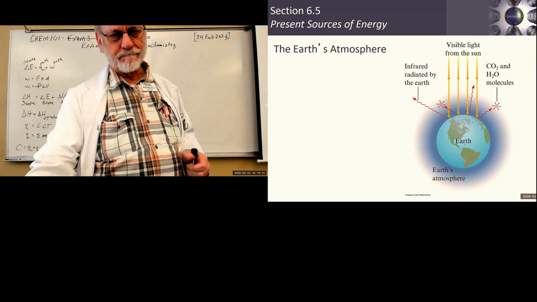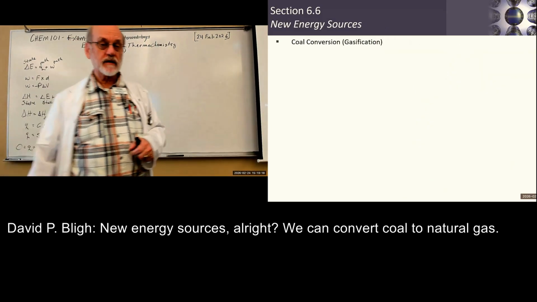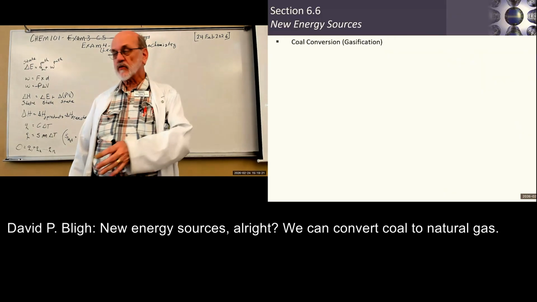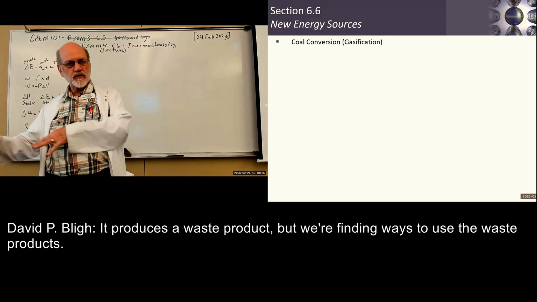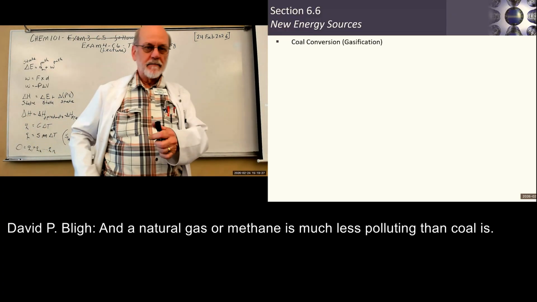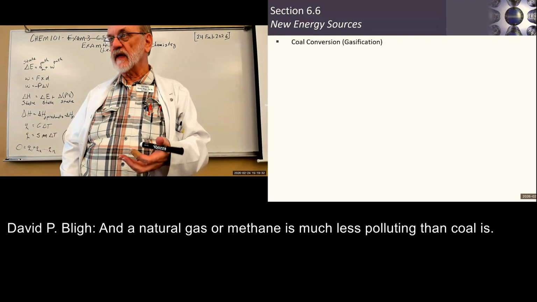Okay. New energy sources. All right. We can convert coal to natural gas. It produces a waste product, but we're finding ways to use the waste products. And a natural gas or methane is much less polluting than coal is.